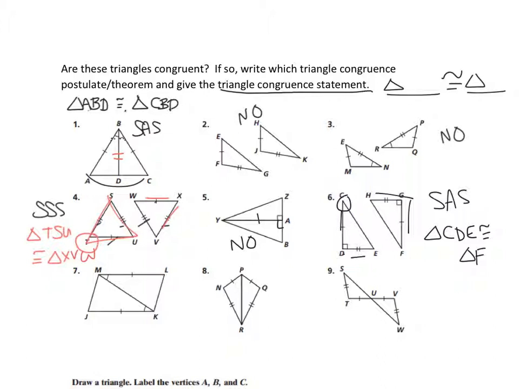D is a 90-degree angle, which is G on the other triangle. And then E is where the two ticks are, so that's H. And then number 7, I could put these two are congruent by reflexive. And I have another side, angle, side.